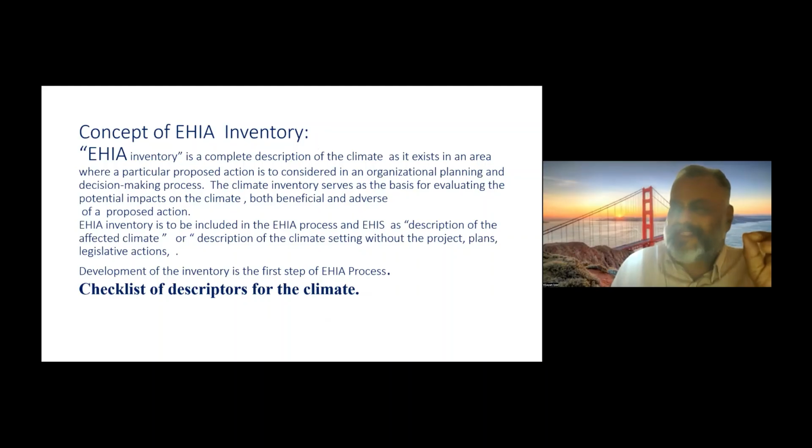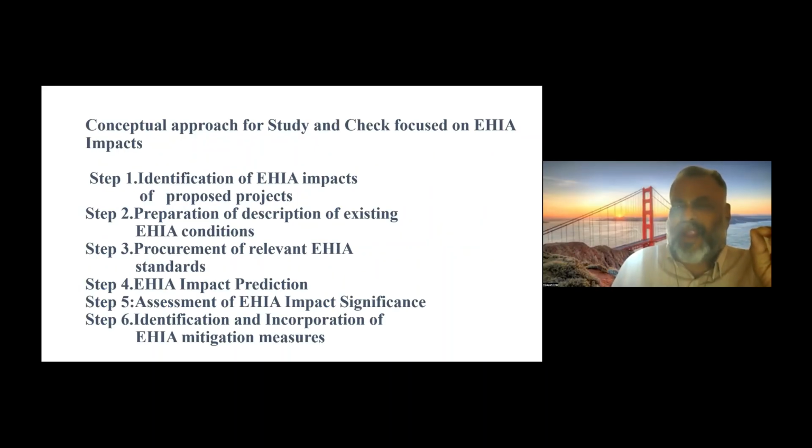And the environmental health impact assessment inventories and identification of the EHIA impacts and existing EHIA conditions, standards, impact predictions, impact significance, and incorporation of the mitigation measures. For example, psychological impact assessment, PHIA. Psychological means the plant has psychological impacts.